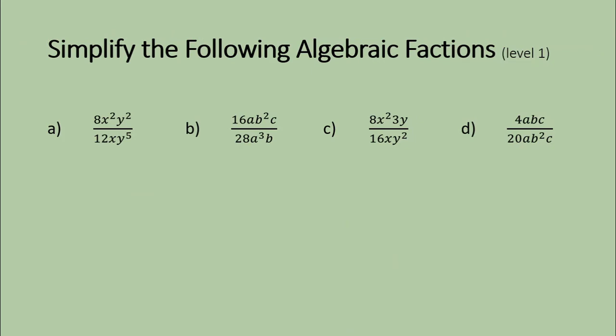Here's some questions for you to try on your own, and these are level 1 questions. Notice that here I haven't given you any quadratics that you need to factorize. You just need to find the highest common factor for both the numerator and denominator. Watch out because it could be a number, or a letter, or both. And pay attention to the powers of the letters. So take a minute now, hit pause if you need to, and the answers will come up in just a moment.